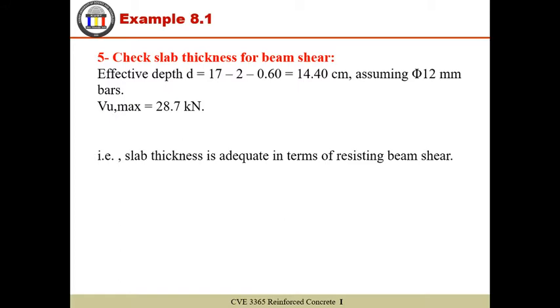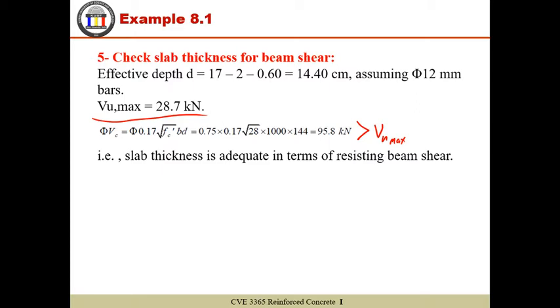Just check for the maximum Vu. We said it is 28.7. φVc is 95.8 kilonewton. That means it is greater than Vu max. That means the concrete alone can resist the shear. Here you don't need to compare it with 0.5φVc. You don't need minimum shear reinforcement, because the concrete slab alone can resist the shear.